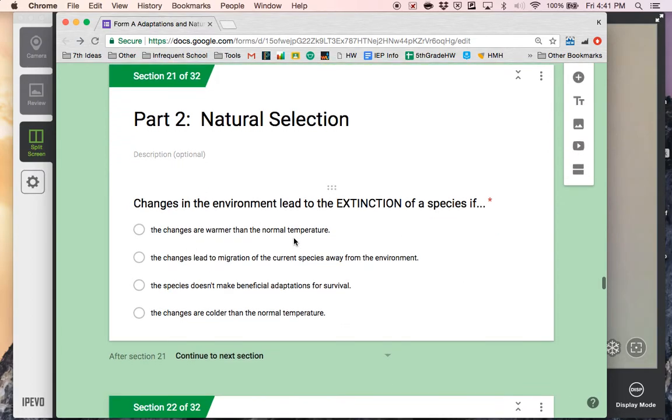All right, change in the environment lead to the extinction of a species if the changes are warmer than the normal temperature. That's not necessarily going to be extinction. The changes lead to migration of the current species away. Well, that current species is migrating. They're not dying. They're just migrating. So that wouldn't be extinction. The species doesn't make beneficial adaptations. If they don't adapt, they're probably going to die, all of them. That would make them extinct. The changes are colder than the normal temperature. Again, that necessarily wouldn't mean extinction. So we're going to go with the third one there.